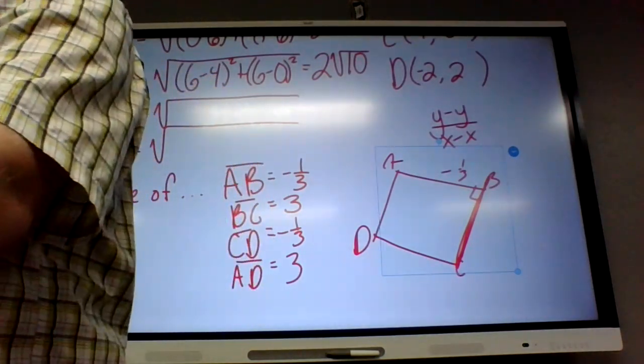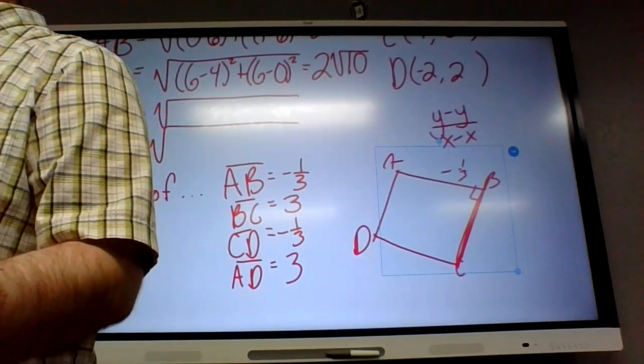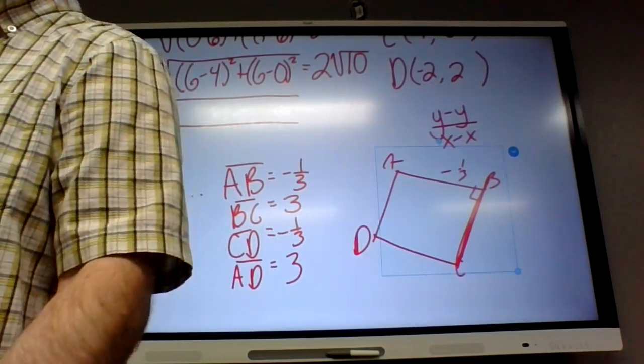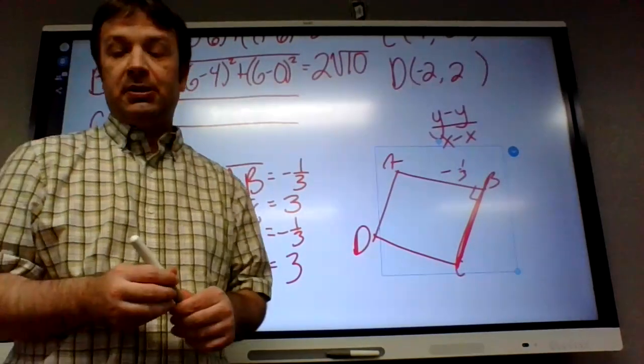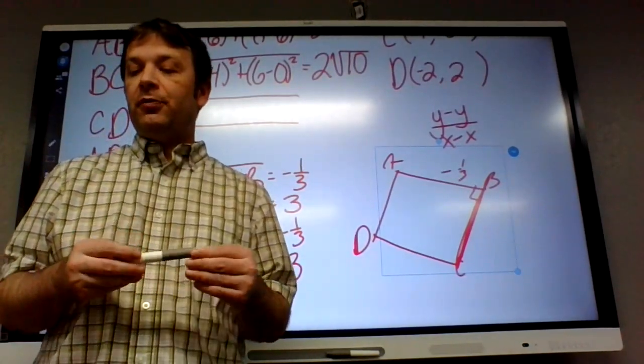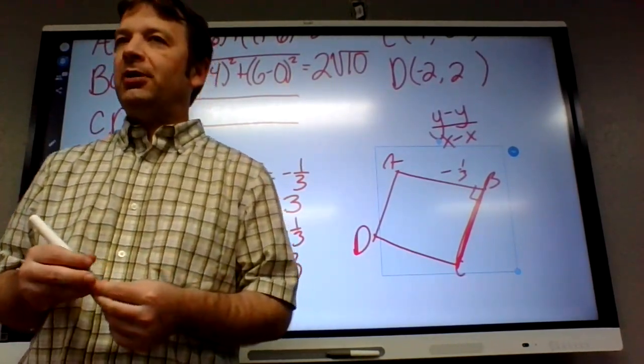So it's kind of like what we did on number 1, but just the second part. Okay, number 3. Prove or disprove the shape below forms a rhombus.